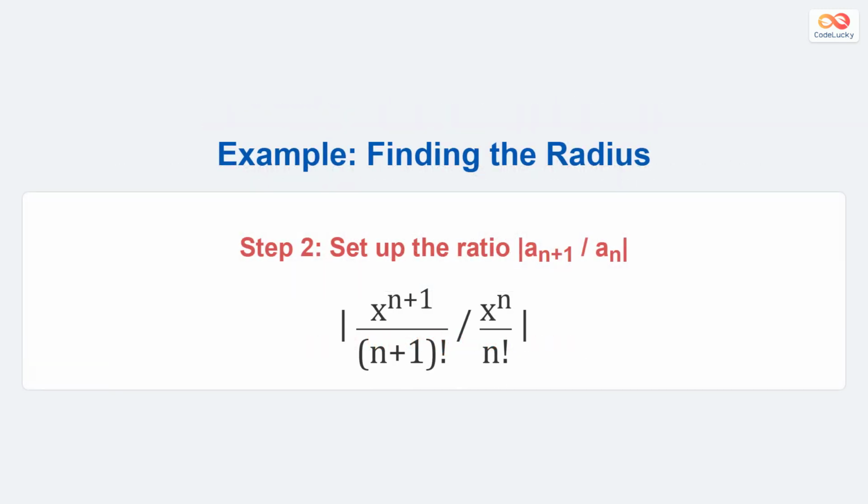Next, we set up the ratio of the consecutive terms. We need the absolute value of a sub n plus 1 divided by a sub n. To get a sub n plus 1, we replace every n in our formula with n plus 1. This gives us x to the power of n plus 1 divided by the factorial of n plus 1. We then divide this by the original term, a sub n.